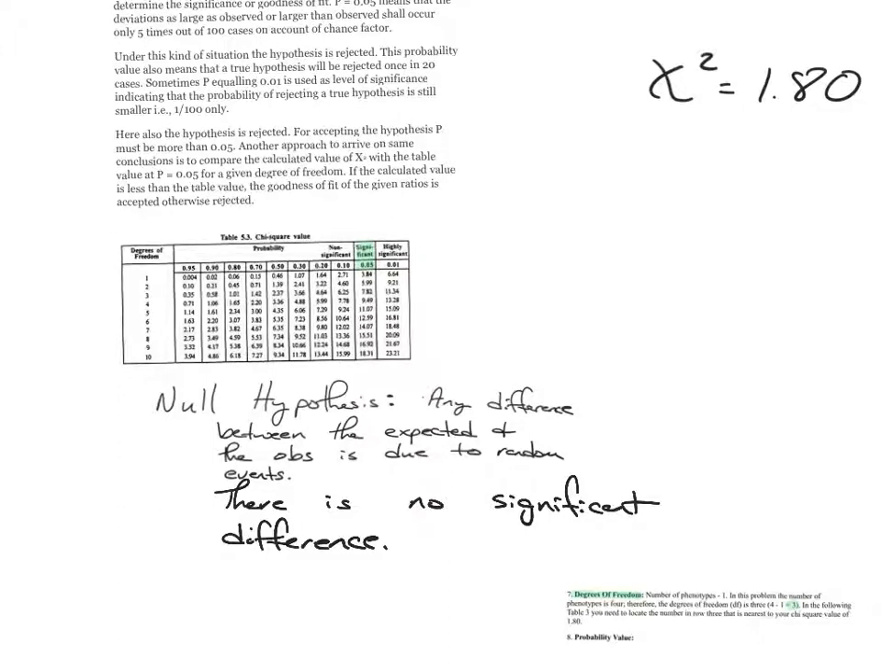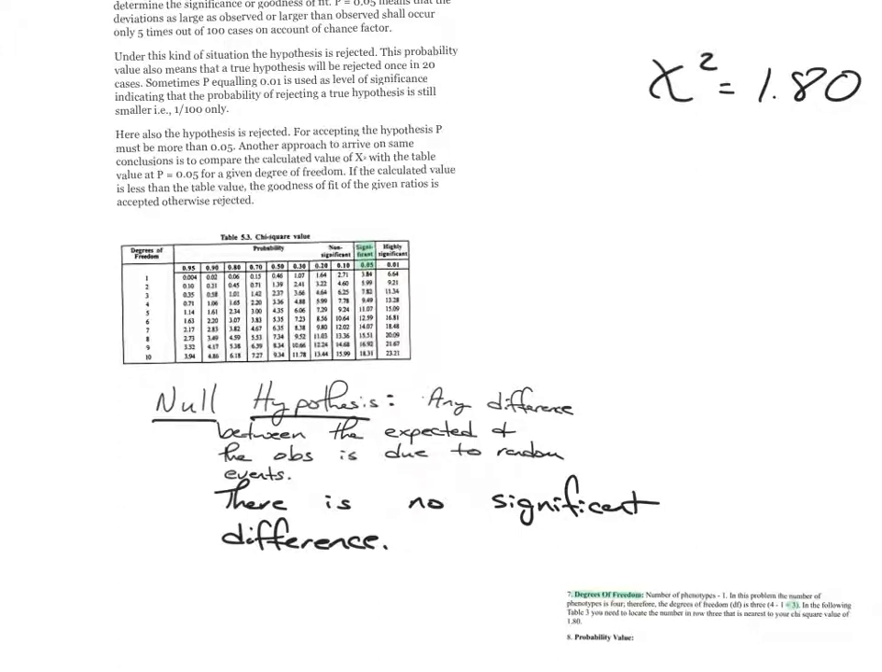If your 9 to 3 to 3 to 1 ratio is what you expect, if your results are very, very close to that, then you just say, hey, the difference is not significant, right? That means that any difference is just due to randomness. So what I do is I accept the null hypothesis, right? In other words, there is nothing else going on. It's exactly the way that I expected.